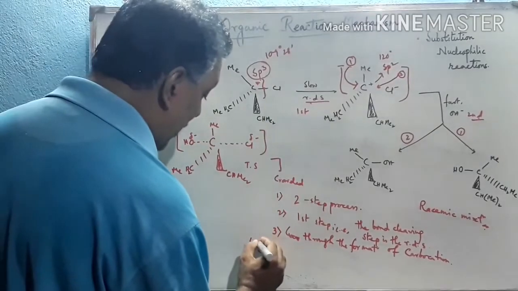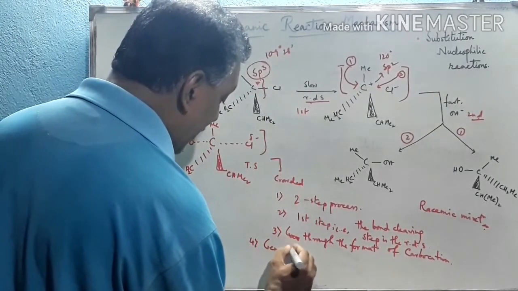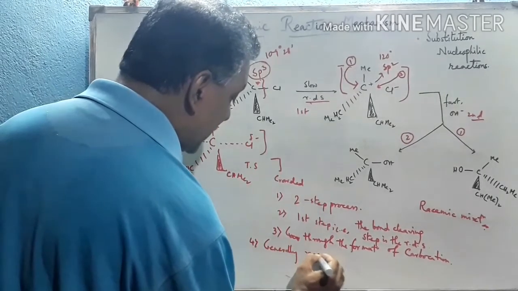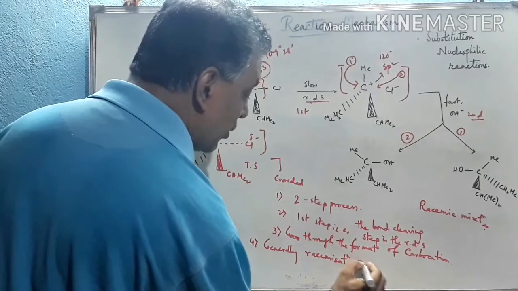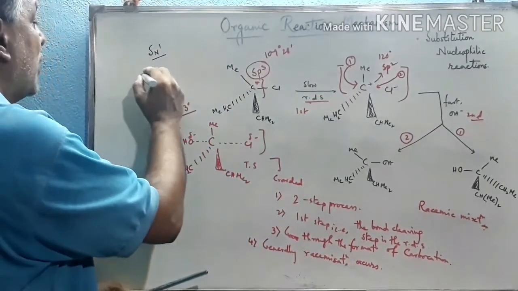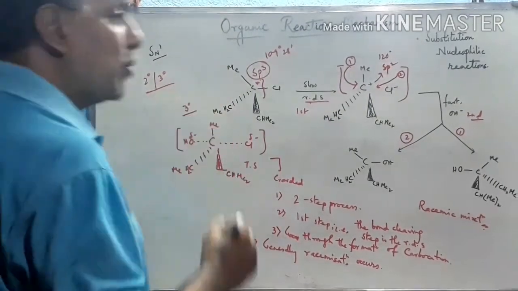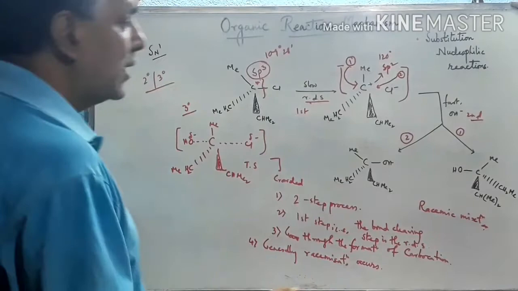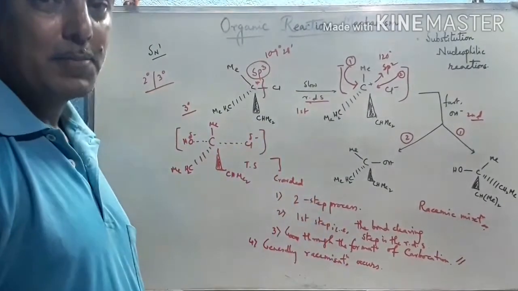And number 4, generally racemization occurs, and such type of reaction mechanism occurs only in case of 2 degree and 3 degree alkyl halide or such type of compound where the nucleophilic substitution reaction takes place. So this is the mechanism of SN1.